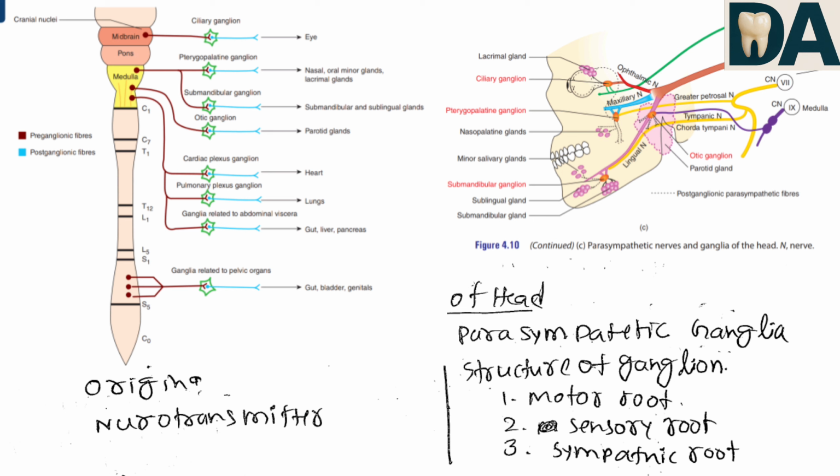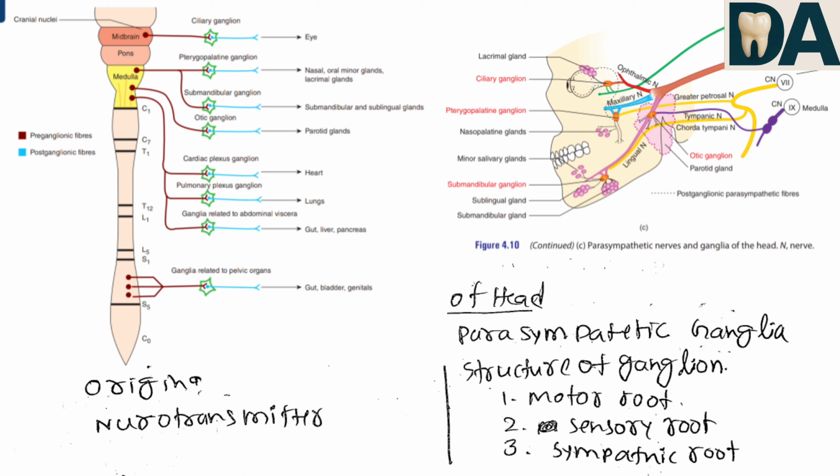Motor root. This carries presynaptic parasympathetic nerve fibers. Those fibers terminate in the ganglion and synapse with the postsynaptic fibers traveling to the target organ.